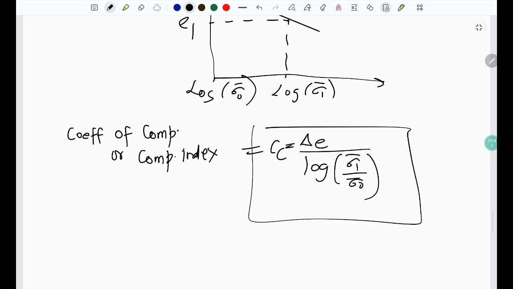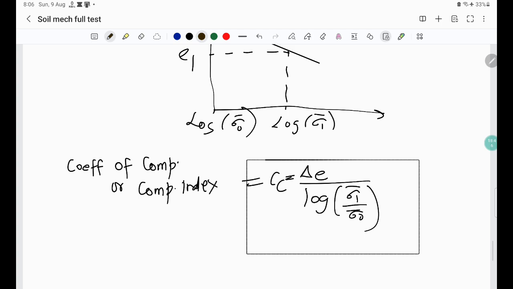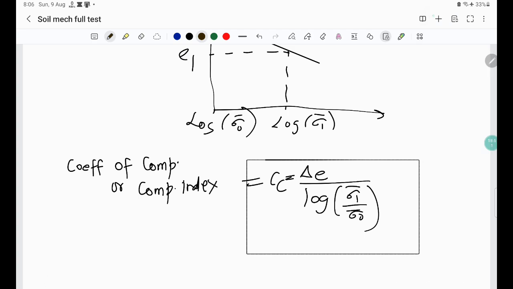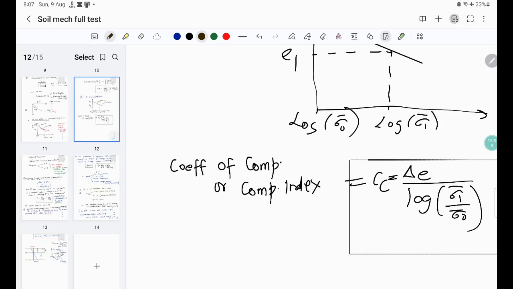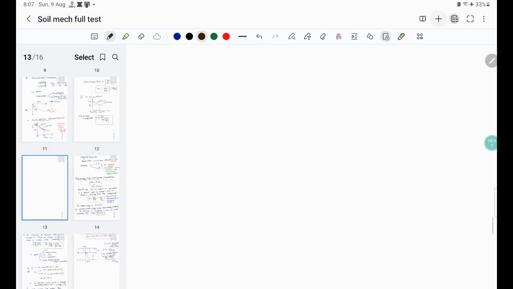If higher is our Cc, higher will be the settlements. Now let us see the empirical relations related to the Cc, that is the compression index. Often many formulas are asked from this. So the empirical relations of Cc, the coefficient of compression or compression index.